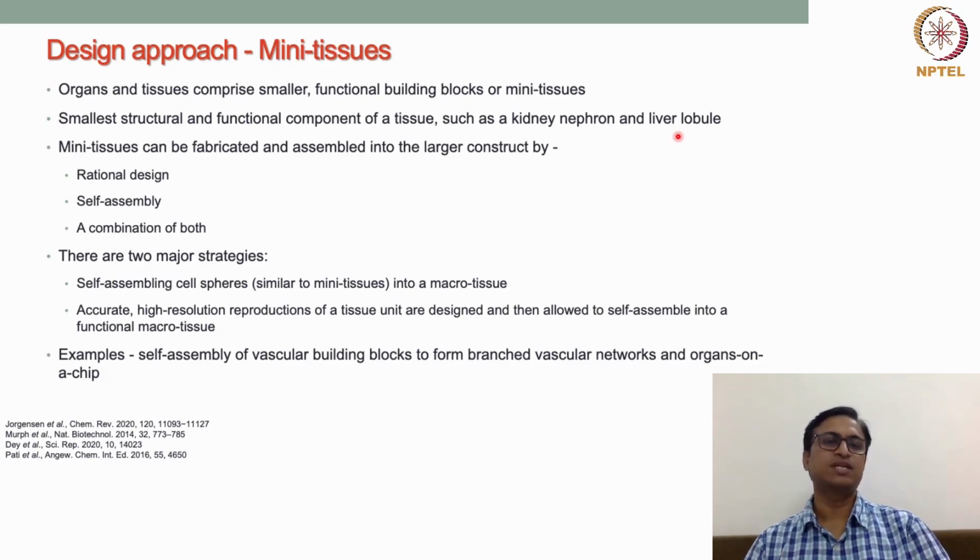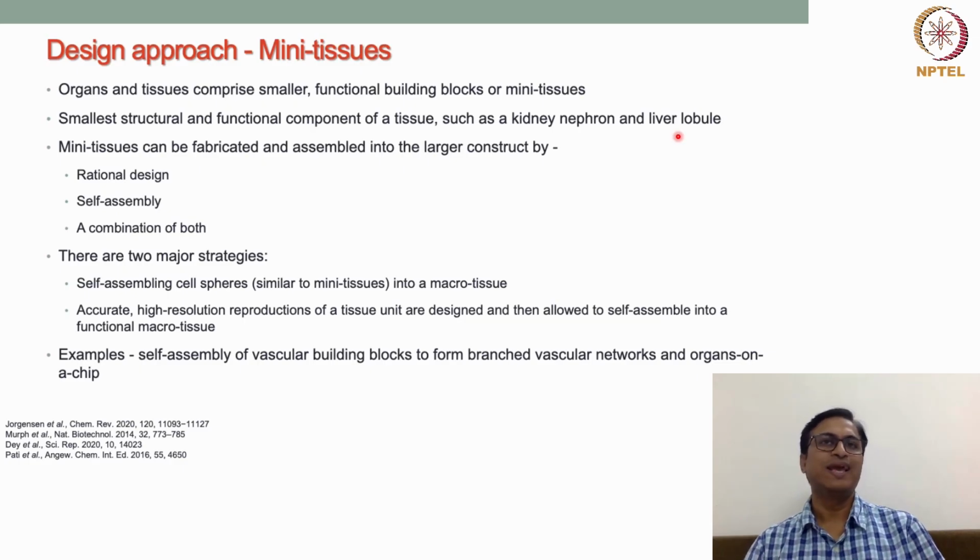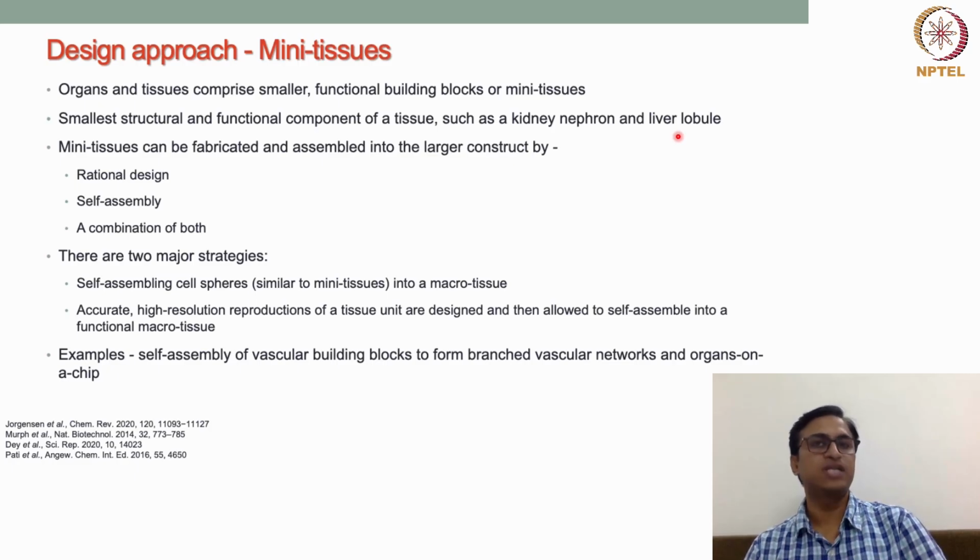So this is the smallest structural and functional component of the tissue, something like the kidney nephron or liver lobule. These are the functional units of a particular tissue, the smallest structural and functional components, and recreating that kind of mini tissue is very important to generate the function of that particular organ. And if we can successfully do that, then only will we be able to generate that particular tissue or organ.